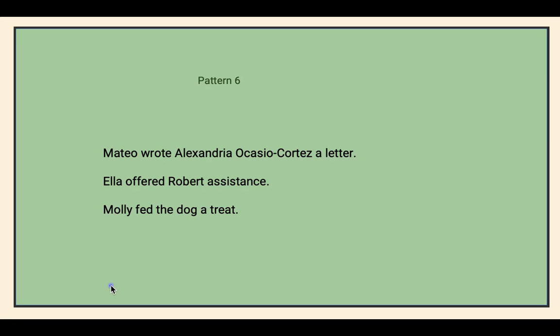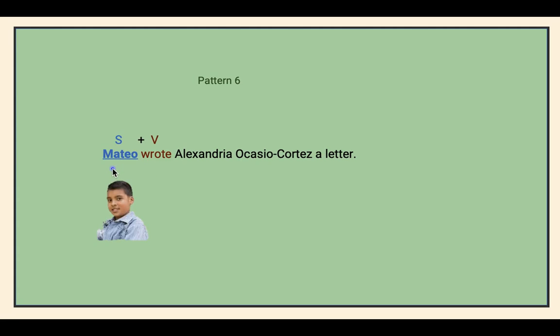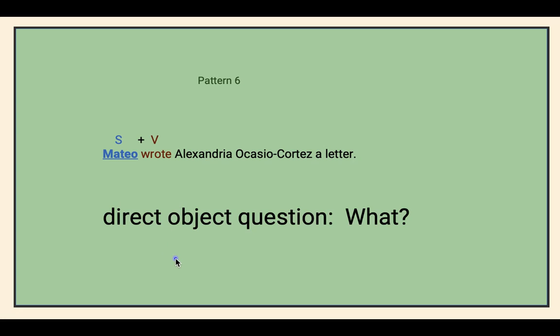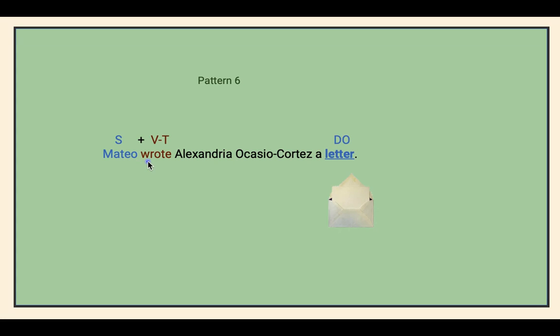Our first step is always to locate the verb. Next, find the subject, Mateo. Now we see if we have a direct object. Our direct object question is always what? Mateo wrote what? And our answer is a letter. So that means our verb is transitive.